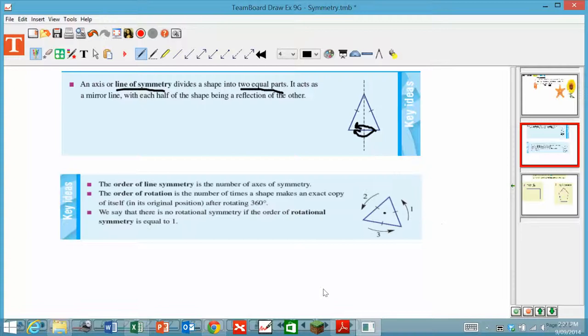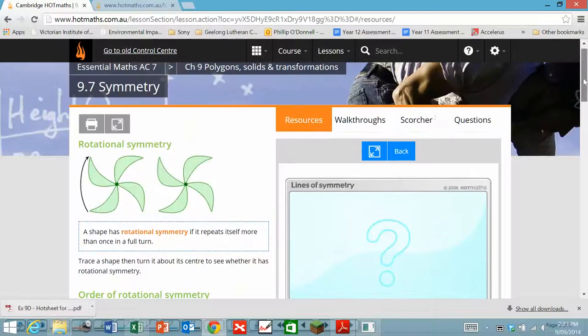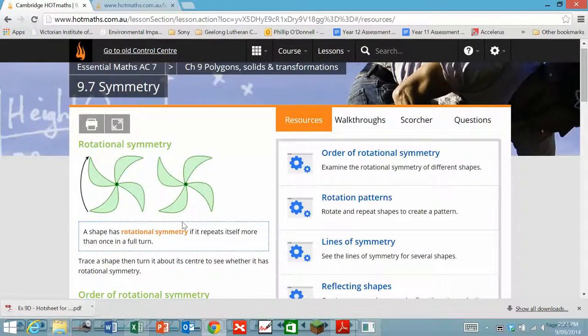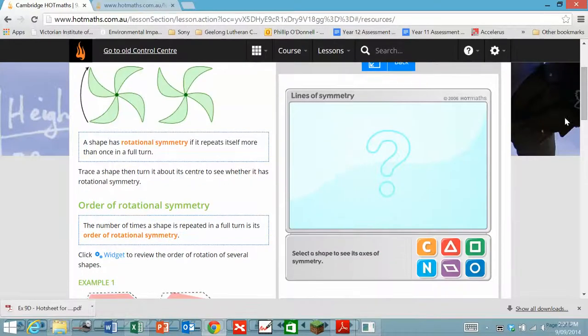All right, and there's a good little Hot Maths resource here. Which one are we looking at? 9.7 symmetry, lines of symmetry. Go through some examples of this. So when I get to the end of the video, if you're still a bit unsure of it, a line of symmetry there means it can fold over.